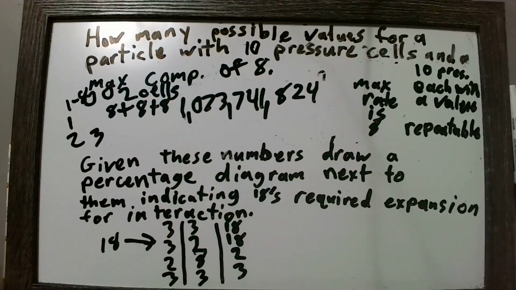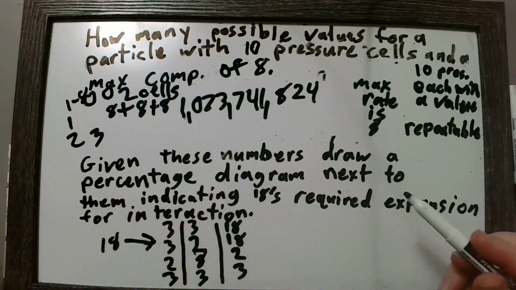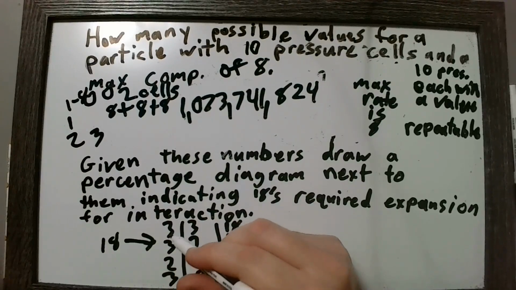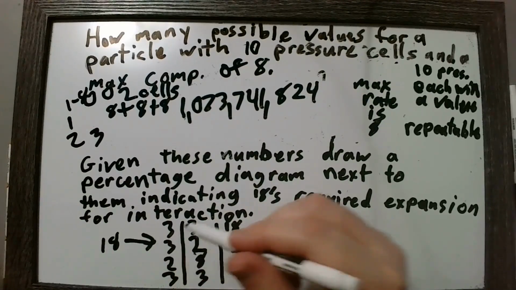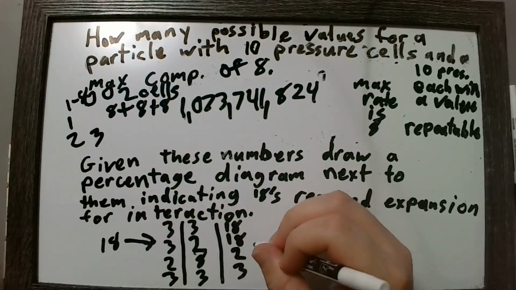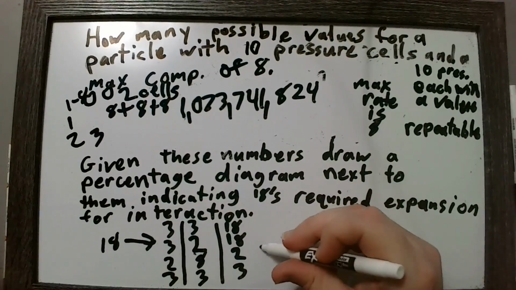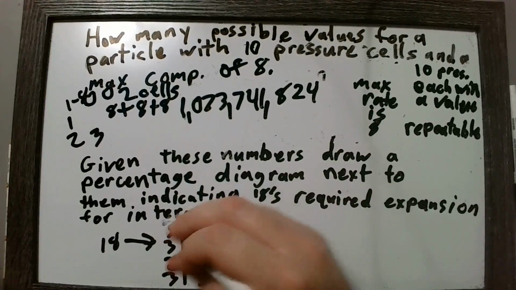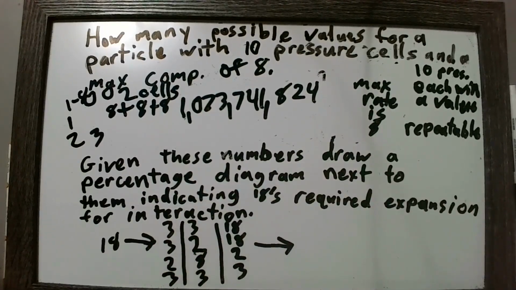Now, the second question asks, given these numbers, draw a percentage diagram next to them indicating 18's required expansion for interaction. What that means is that 18 is a pressure value and these are other pressure values, right? And what it's asking is how far does 18 have to travel in order to interact with all of these pressure values. Now, the first thing is to convert these all to pressure percentages.